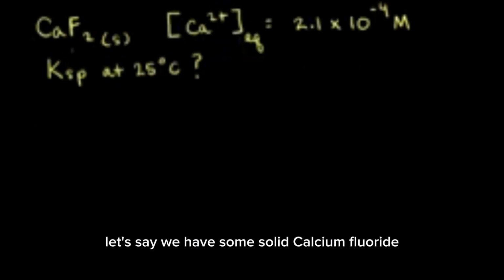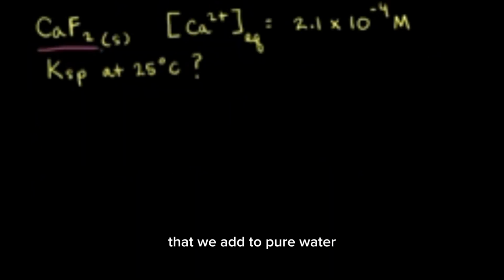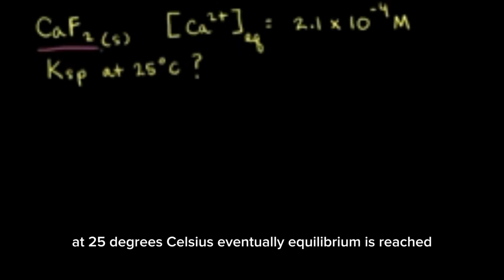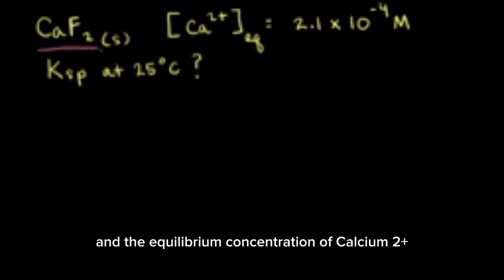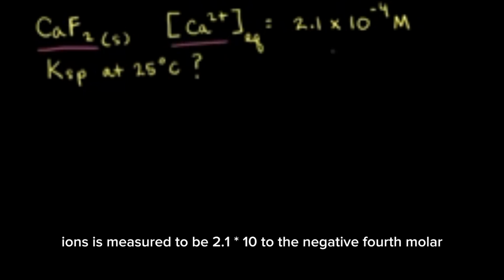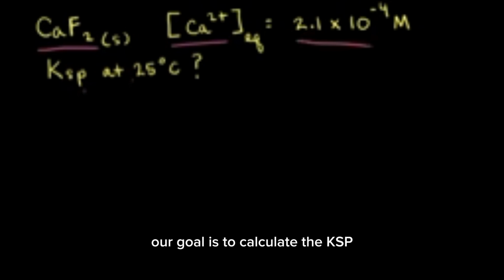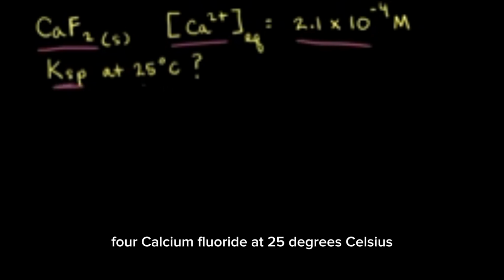Let's say we have some solid calcium fluoride that we add to pure water at 25 degrees Celsius. Eventually, equilibrium is reached, and the equilibrium concentration of calcium 2 plus ions is measured to be 2.1 times 10 to the negative fourth molar. Our goal is to calculate the KSP for calcium fluoride at 25 degrees Celsius.